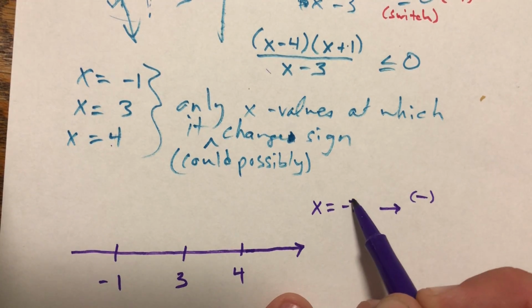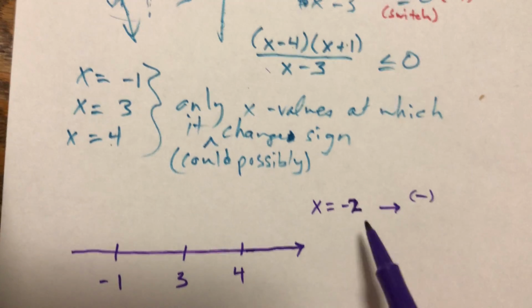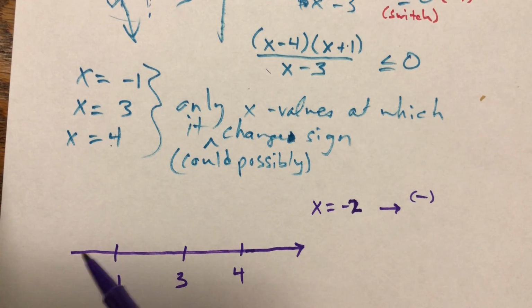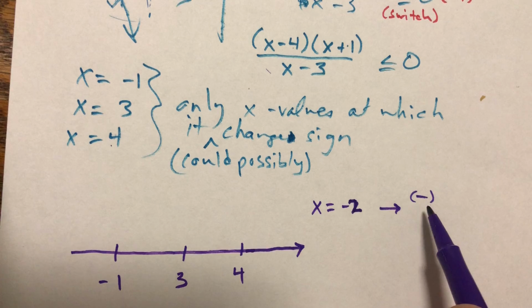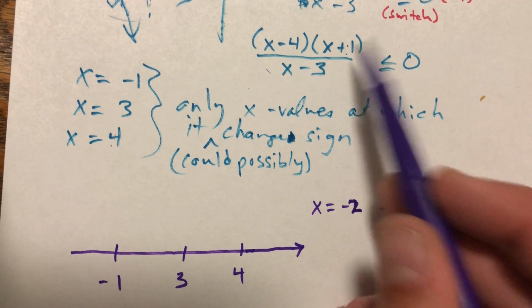So if we put in -2, excuse me, we're picking values completely within these intervals, right? So x equal -2, so that's completely within this interval. All right, so we still get a negative if we put it into the first factor in the numerator. This one, we're going to get a negative, right?